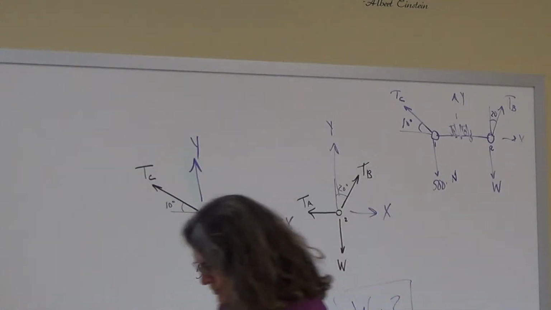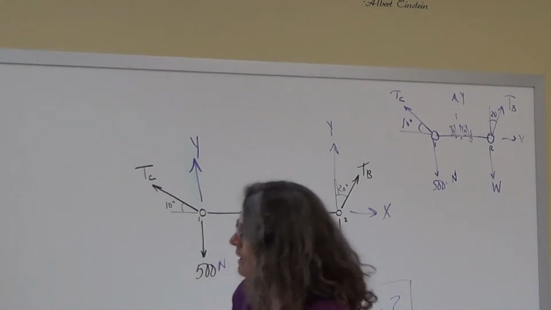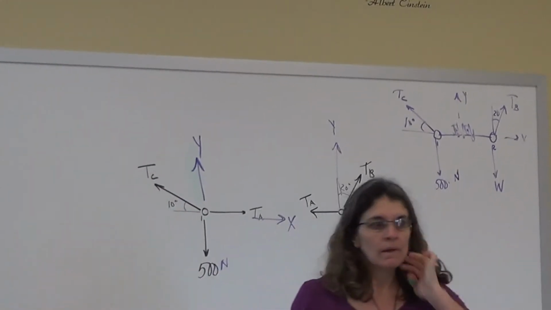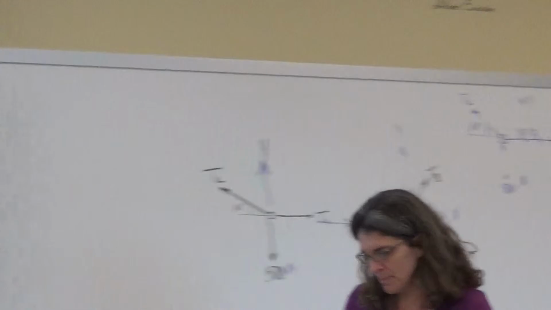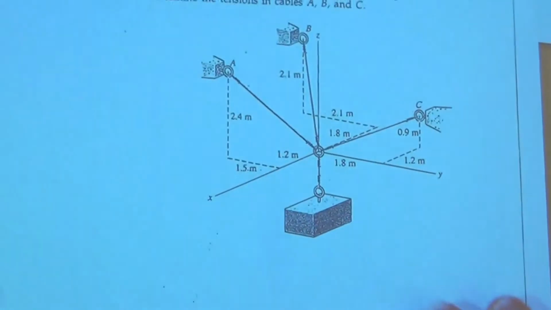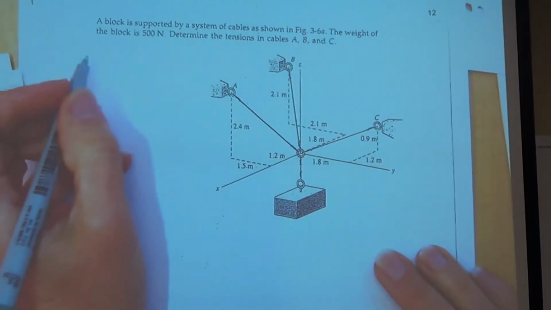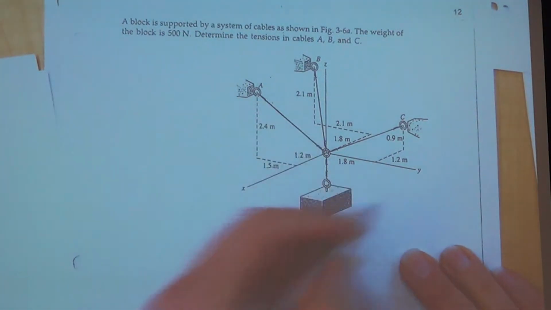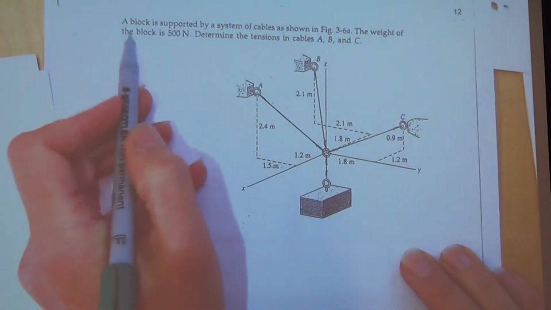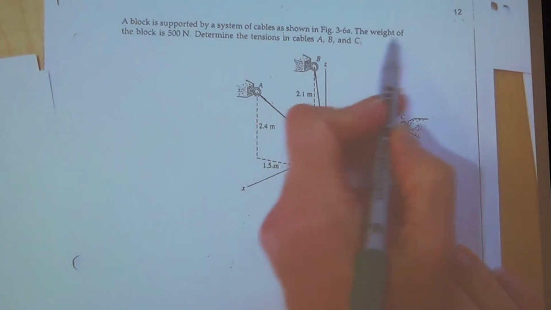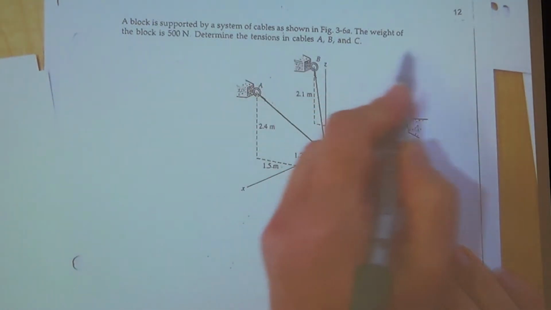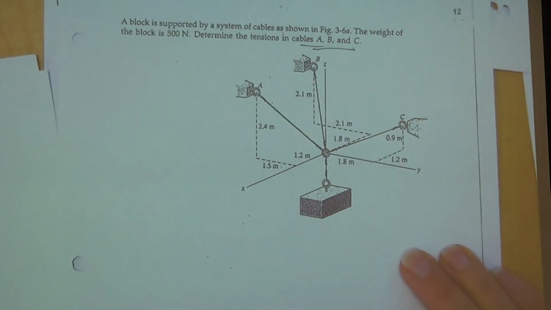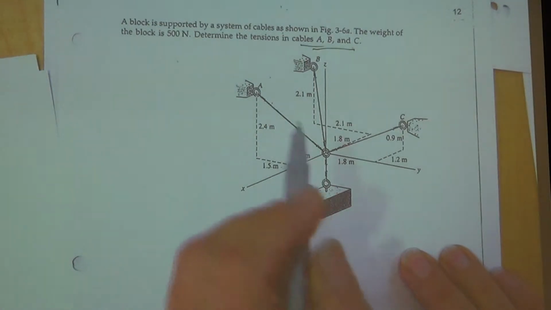Okay, we're going to go to a 3D one now. Okay, Lonnie, we're up to you. What's the first thing we do? Look at the picture, read the words. The block is supported by a system of cables. The weight of the block is 500. Find the tension in, here, Eric, we're answering your question already.